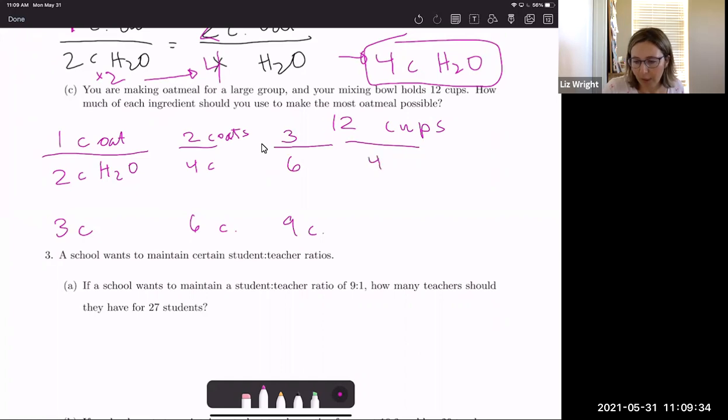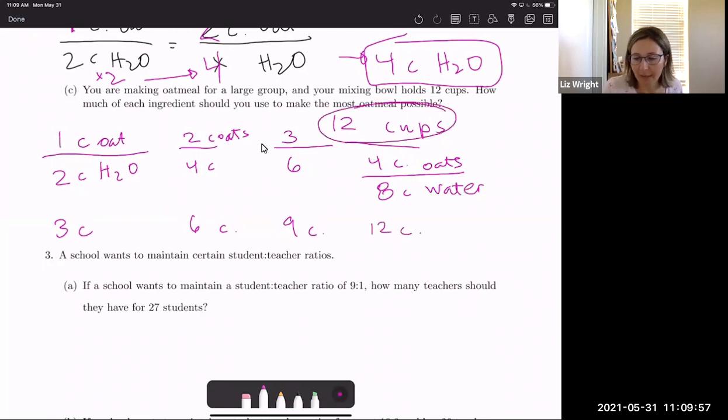So if I do 4 cups of water, and that's going to give me 8 cups of oats. I'm sorry, I just mixed that up. 4 cups of oats per 8 cups of water. And that gives me 12 cups total ingredients, which is exactly my limit. So this is the most I can make in my bowl when I'm doing a batch for this larger group. And my mixing bowl only holds 12 cups. So that's the most I can do in that bowl.